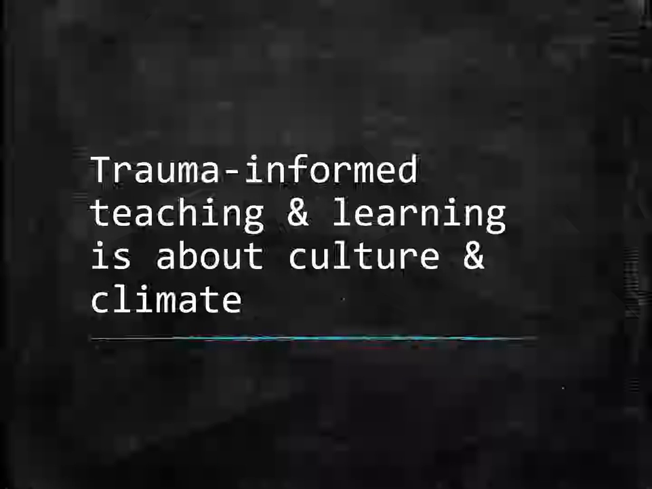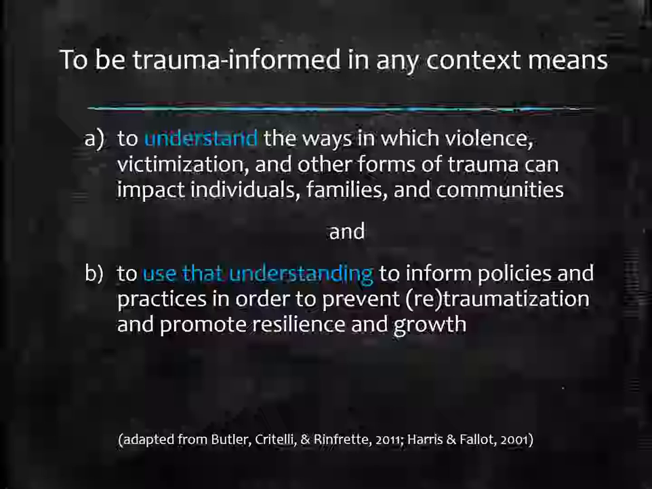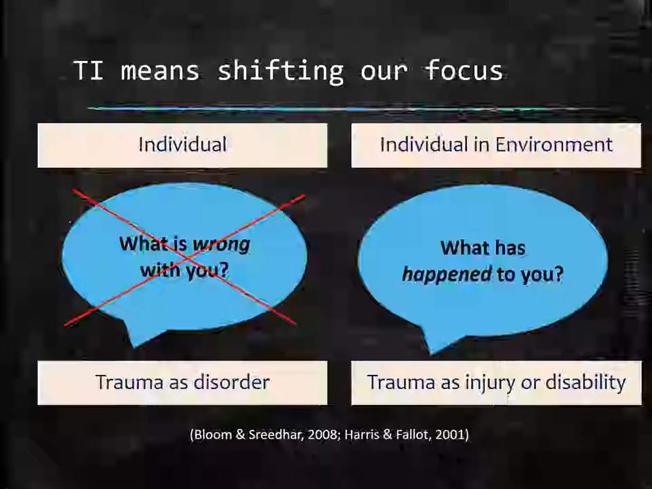So in terms of trauma-informed teaching and learning, it is about culture and climate. For those of you who are unfamiliar with trauma-informed care, I want to take just a minute to give you some information on that. To be trauma-informed in any context means to understand the ways that violence, victimization, and other forms of trauma can have a negative impact on individuals, families, and communities, and then to use that understanding to inform policies and practices that prevent re-traumatization and promote resilience and growth.